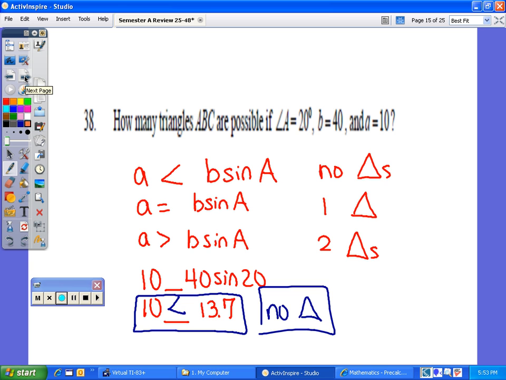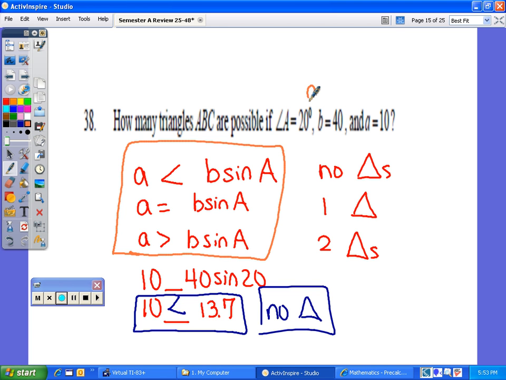Alright, now we're on to the Unit 3 section, but this is Chapter 5. So this is how many triangles are possible. The formula is if A is less than B sine A, there's no triangles. If A is equal to B sine A, there's 1 triangle. And if A is greater than B sine A, there's 2 triangles. Unfortunately, this formula will not be given to you, so please memorize that.